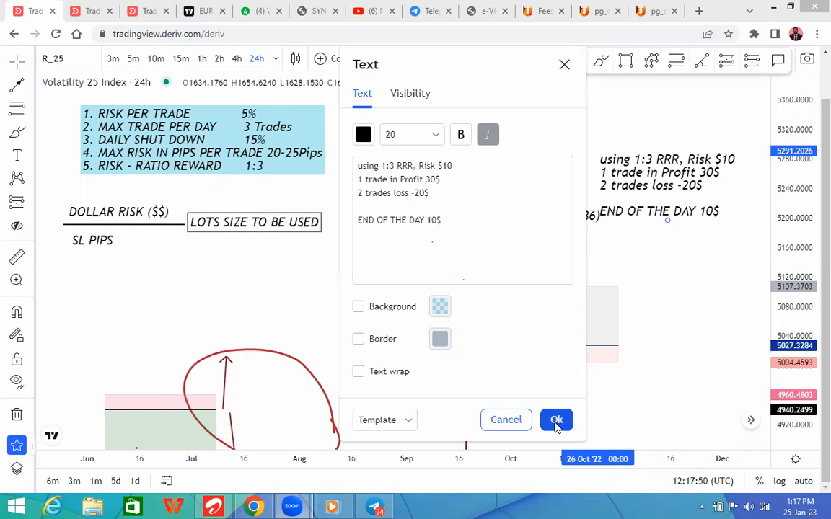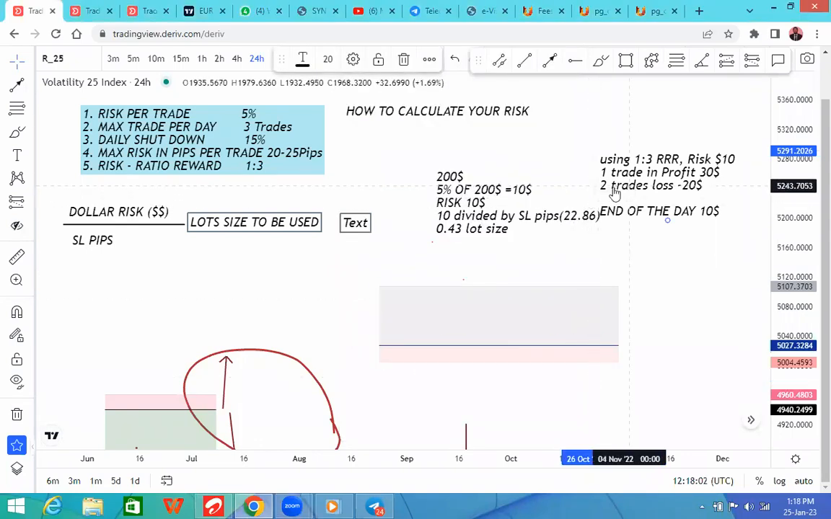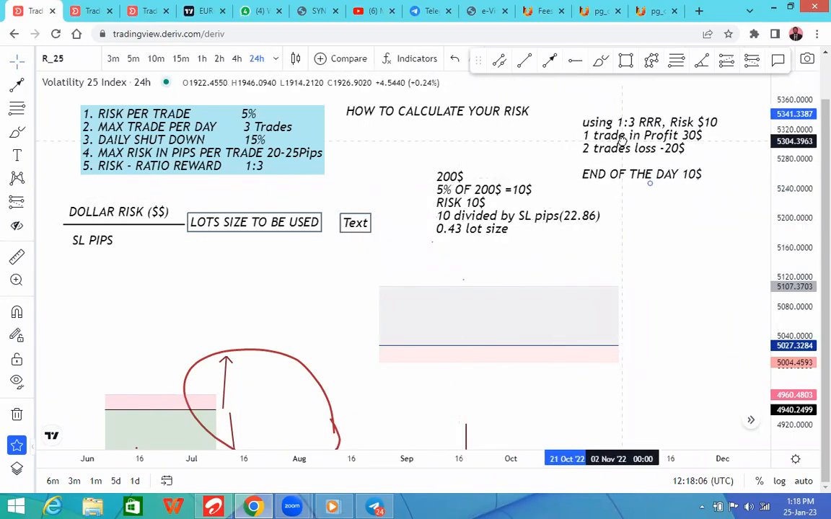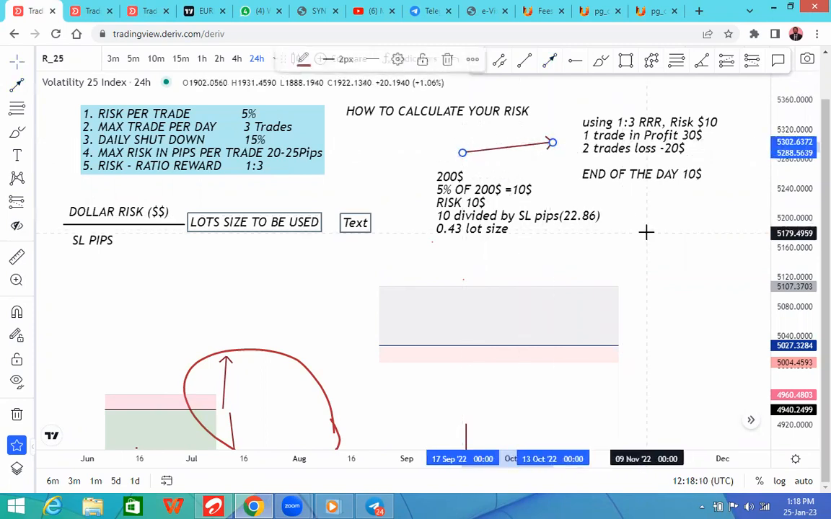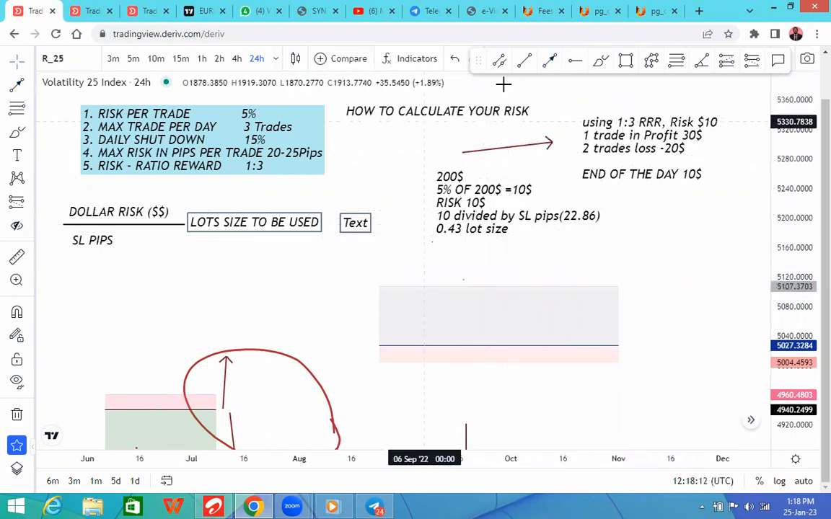What is $10 in your local currency? If you convert $10 in your local currency, that's a whole lot of money. This is what risk management will give you. So I'm closing the day with $10. All right.